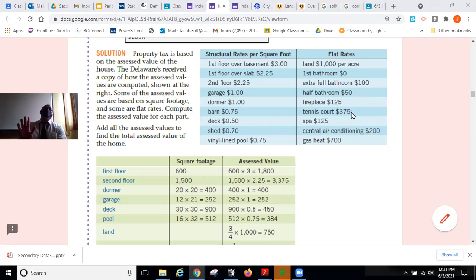A tennis court. I'm okay with the tennis court. I don't have a tennis court. Maybe that's why I'm comfortable with this. But a $375 tax rate for every tennis court you have. I don't know who these people are who think that people have tennis courts in their yards. Maybe this is a Brighton or Pittsford tax rate. I don't know. $125 for every spa, $200 for air conditioning. They're charging people $200 for the privilege of having central air.